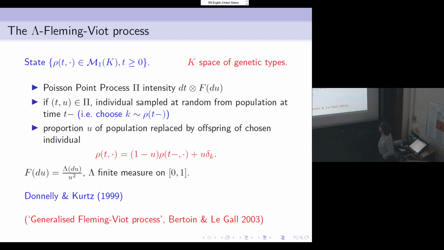And it turns out that this is a well-defined process if the measure is in a special form, and that special form is lambda of du over u squared, where lambda is a finite measure on 0, 1. And this process first appeared in a paper of Donnelly and Kurtz in 1999.